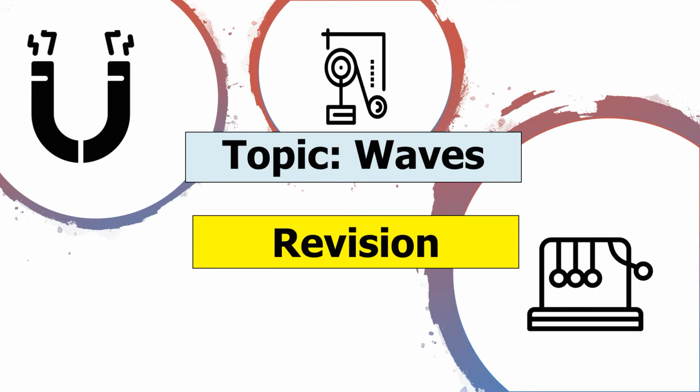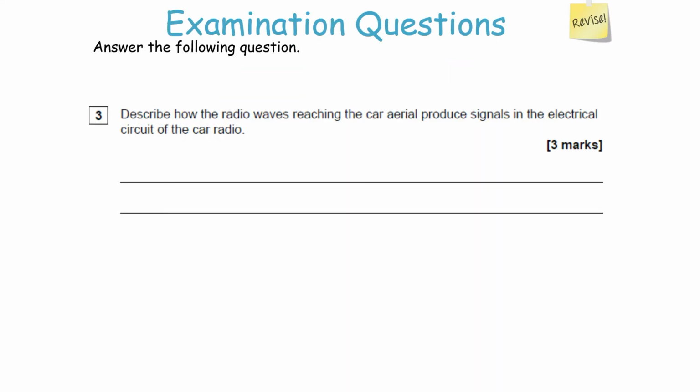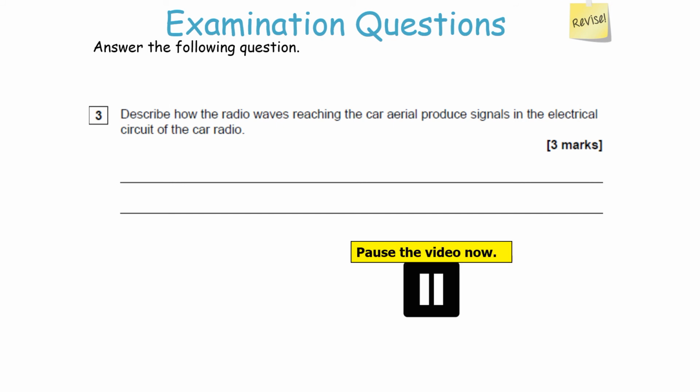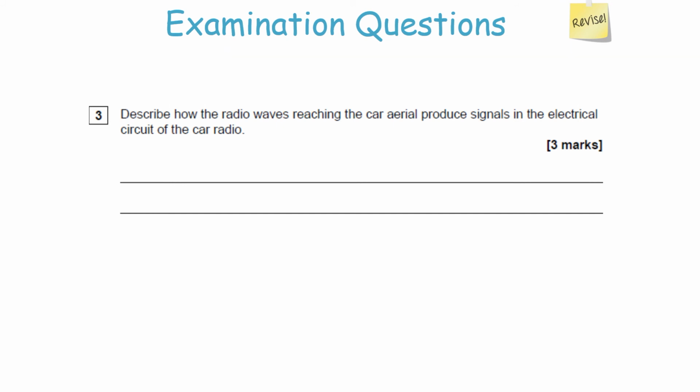Let's now have a look at the topic of waves. So the first question is: describe how the radio waves reaching the car aerial produce signals in the electrical circuit of the car radio. So pause the video now, then unpause the video when you want to go through your answers. So it's very important that you understand how a car aerial will produce signals in the electrical circuit of a car radio. So you've got to know the link between what happens with aerials and receivers and also the radio waves.